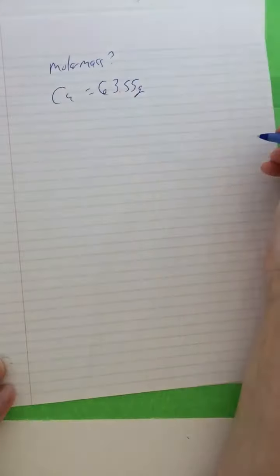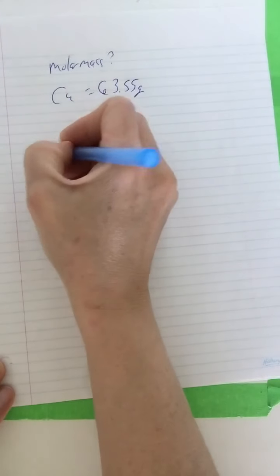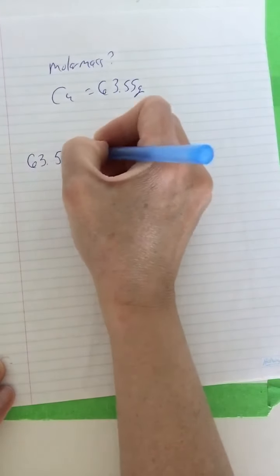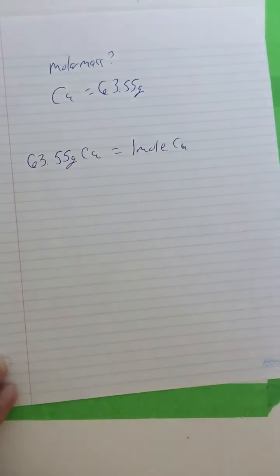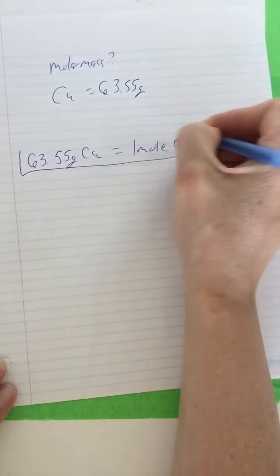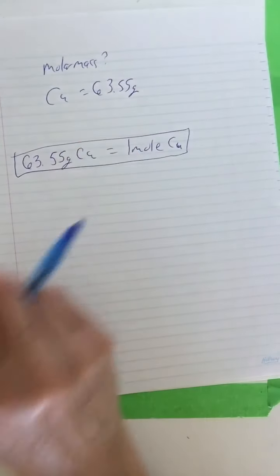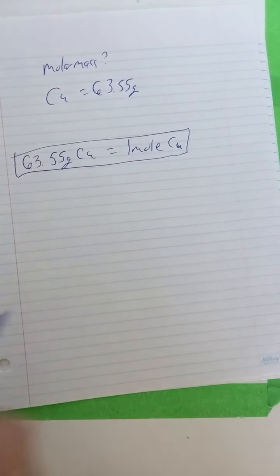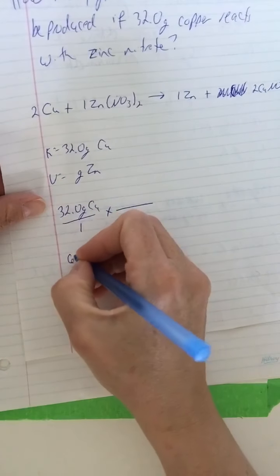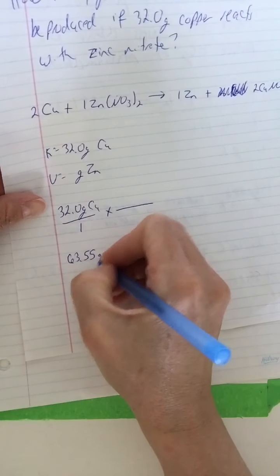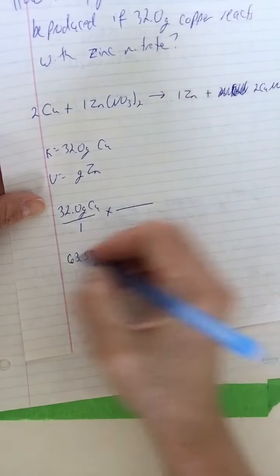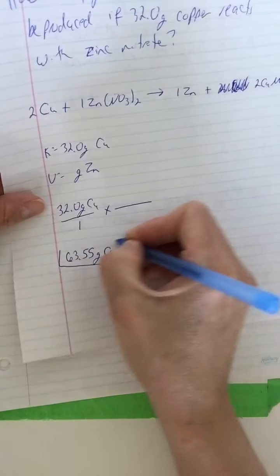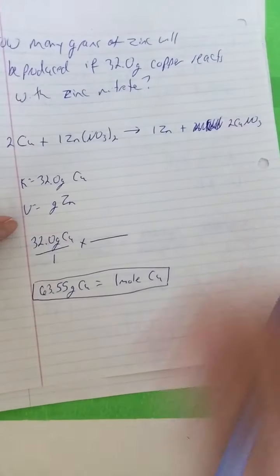So I get to write this conversion factor. 63.55 grams of copper is equal to 1 mole of copper. That's a conversion factor I get to do because I looked it up on the periodic table, and that's one of the rules. So I'm going to write that here. It was 63.55 grams of copper is equal to 1 mole of copper. That's a conversion factor or bunk bed pair I get to use.